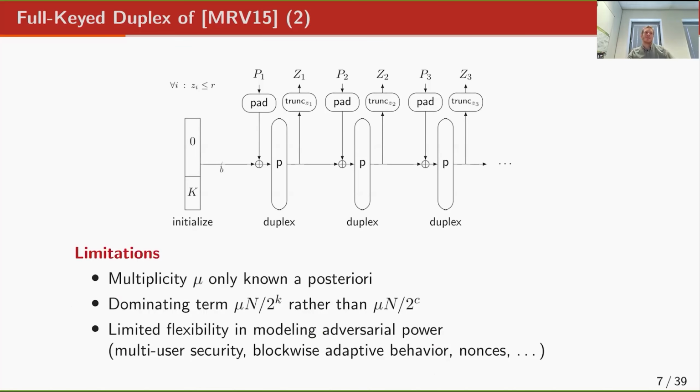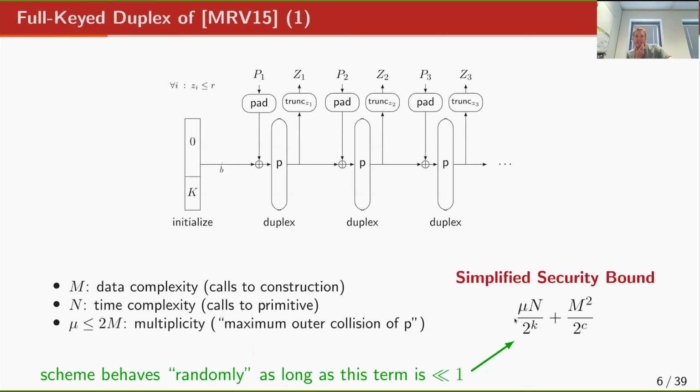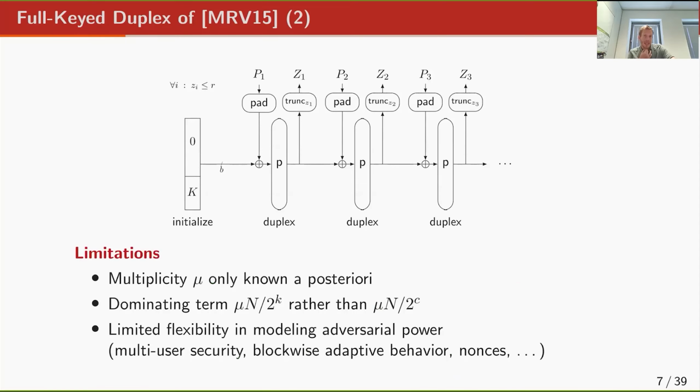There were more problems. Actually, this multiplicity is not a parameter. It's not an adversarial parameter, just like M and N is. Multiplicity is a parameter that depends on the use case, that depends on the power of the adversary. In addition, there was a bound, well, if mu could be up to M, you have M times N over 2 to the k, where intuitively you expect M times N over 2 to the c. And also there was a limited flexibility because the proof is actually blockwise adaptive, where the attacker can make a duplex call, get the result, and make a new duplex call. And then the new duplex call could depend on the output of the previous one.